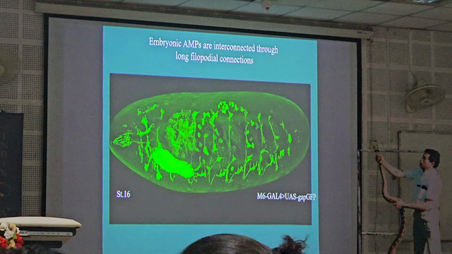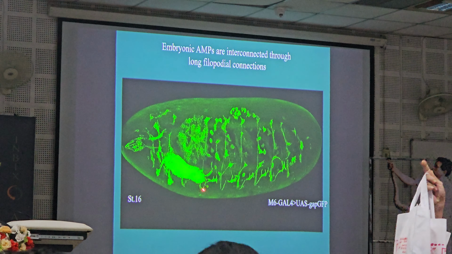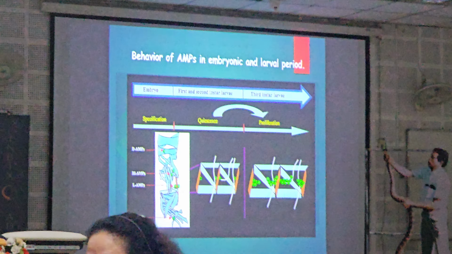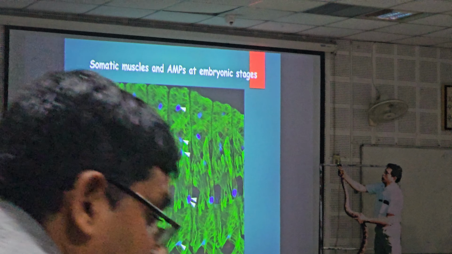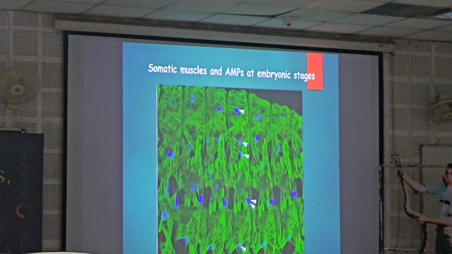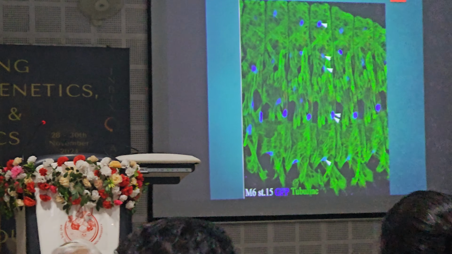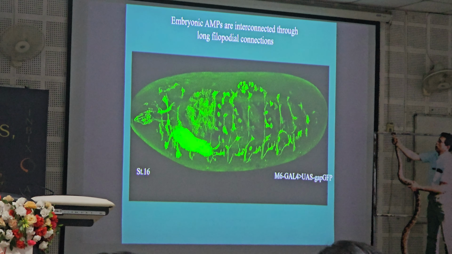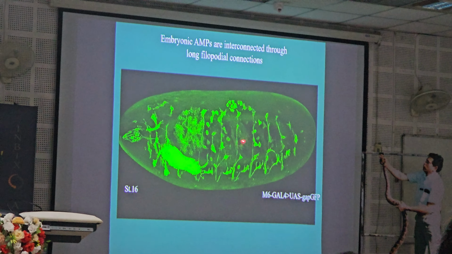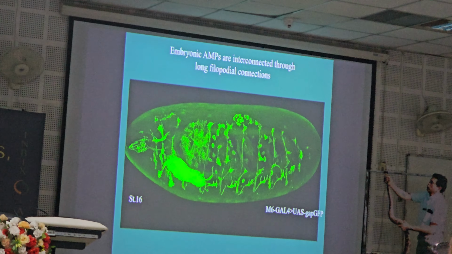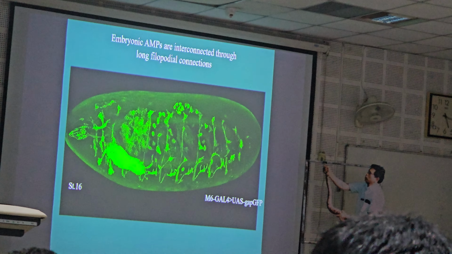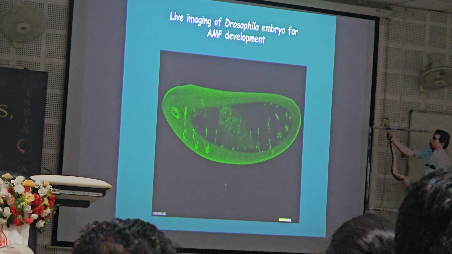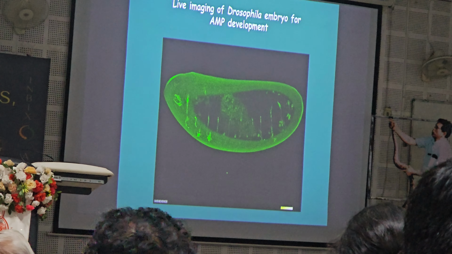During the early stages of my PhD, I generated a transgenic line that shows the cellular membrane of AMPs. If you go back to the previous diagram, earlier people only used a nuclear marker, so they thought there were six dots sitting there, not doing anything till the proliferation stage. When we put on the membrane marker, you can see they form remarkable filopodial connections between all the AMPs in the embryonic system. This was something new and exciting for us, and we wanted to explore more. So we tried to do some live imaging.